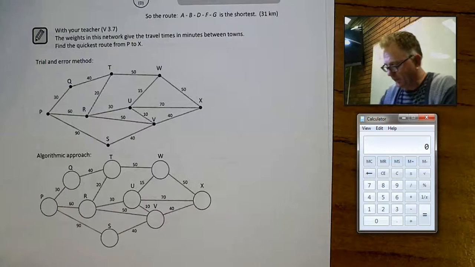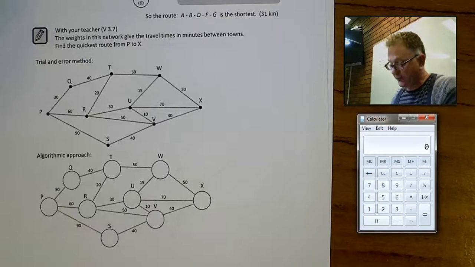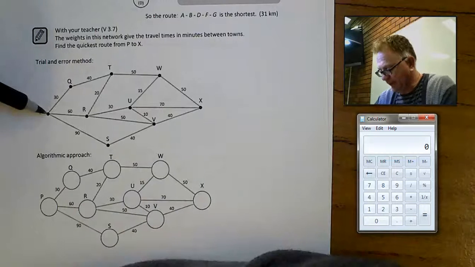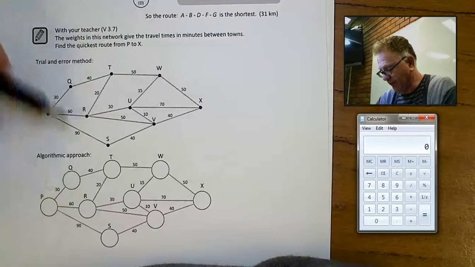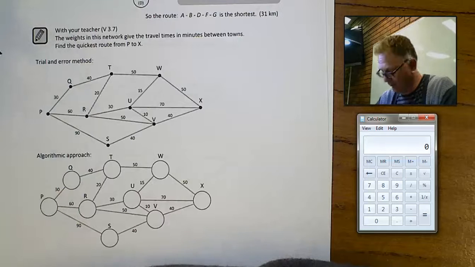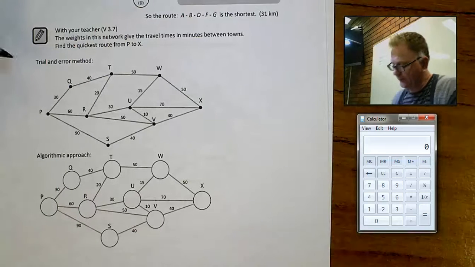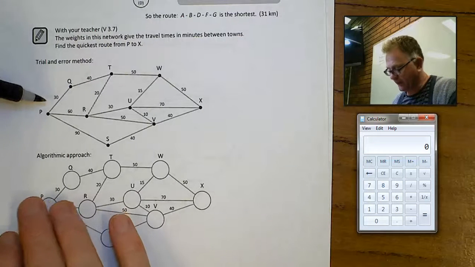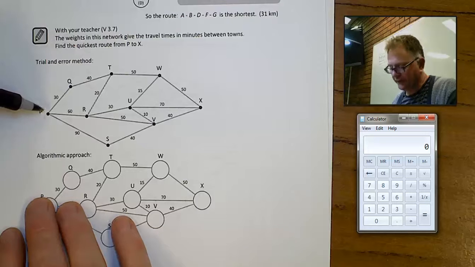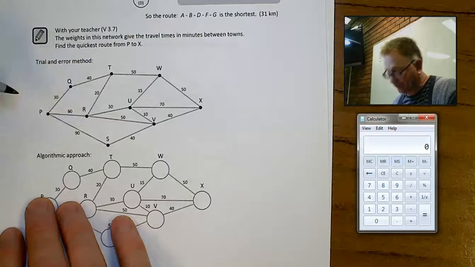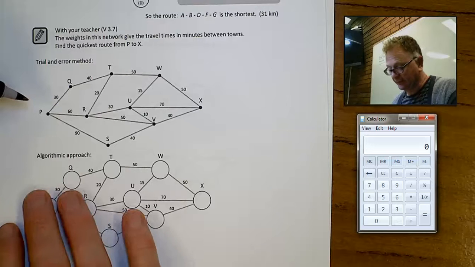In this video, we're considering trying to find the shortest distance between vertex P and X. We've got the same network here. We're going to use two different approaches to do it. The first way, a sort of trial and error method, I'm going to try and work out all the different paths from P to X which don't involve backtracking, and just select the shortest one.